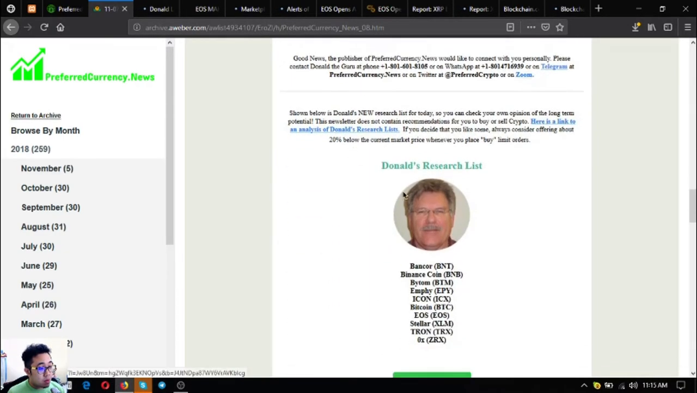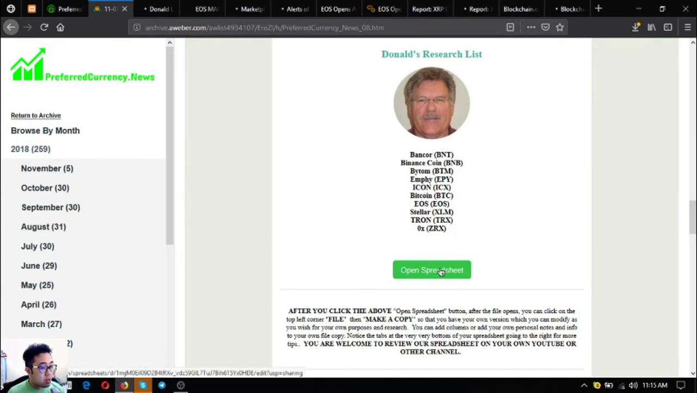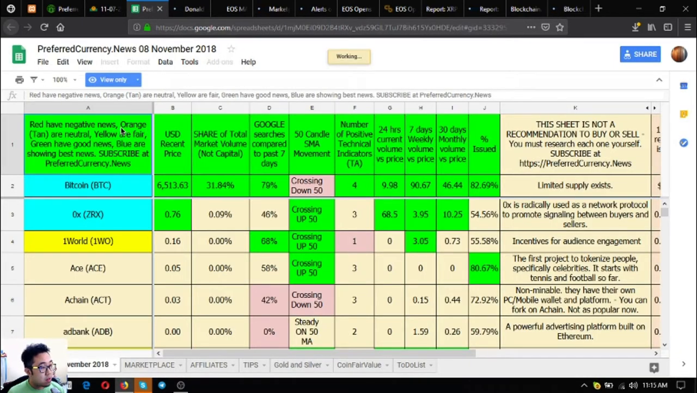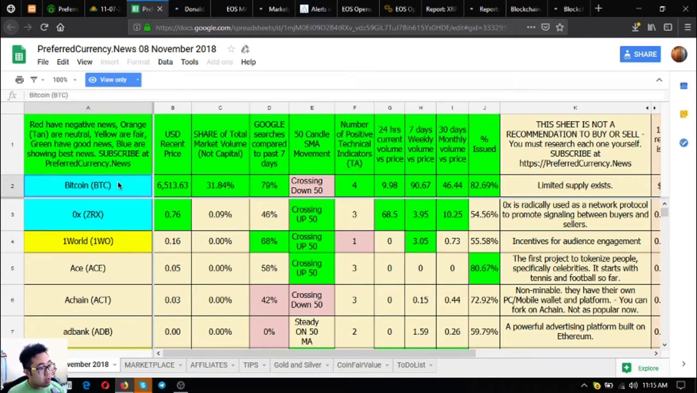Also, download Don the Guru's research. According to Don the Guru's research, here are the top coins of the day: Bancor, Binance Coin, Bitcoin, Icon, Stellar, EOS, Tron, and ZRX. As you can see here is Don the Guru's research list. This is a spreadsheet that is very informative. The ones colored in blue, like this one in Bitcoin, are the ones that are showing the best news. These are the coins that are good to be included in your portfolio.